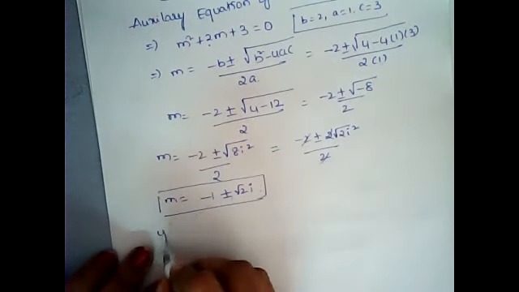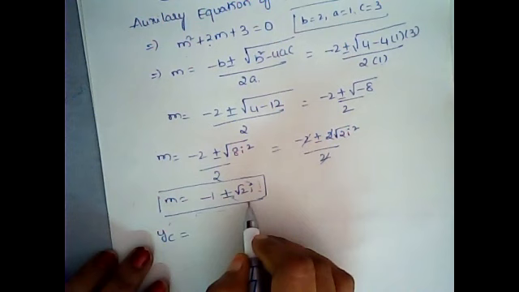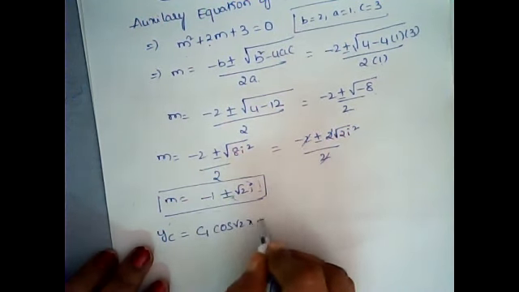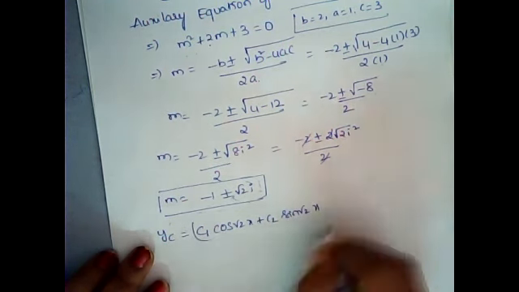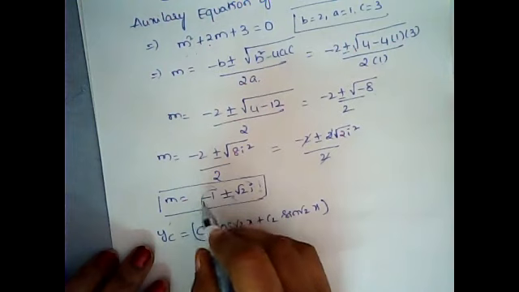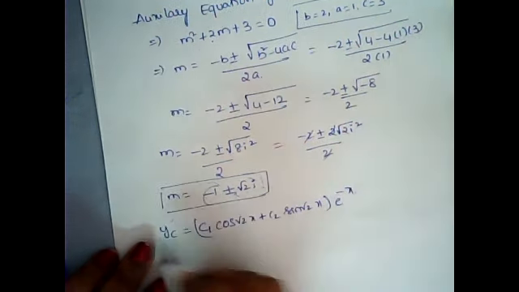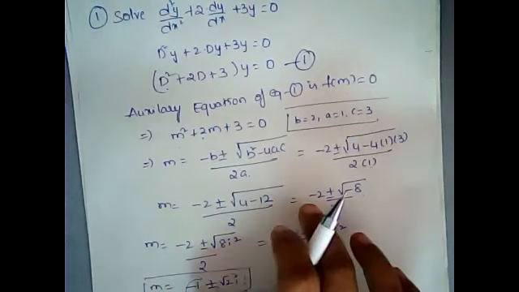So how am I going to write yc here? For root 2 i, yc will be c1 cos root 2x plus c2 sine root 2x, whole into, what about this minus 1? The real part will be taken in the form of e power minus x. So this is the required solution for the given problem. In this way we need to find out the yc.